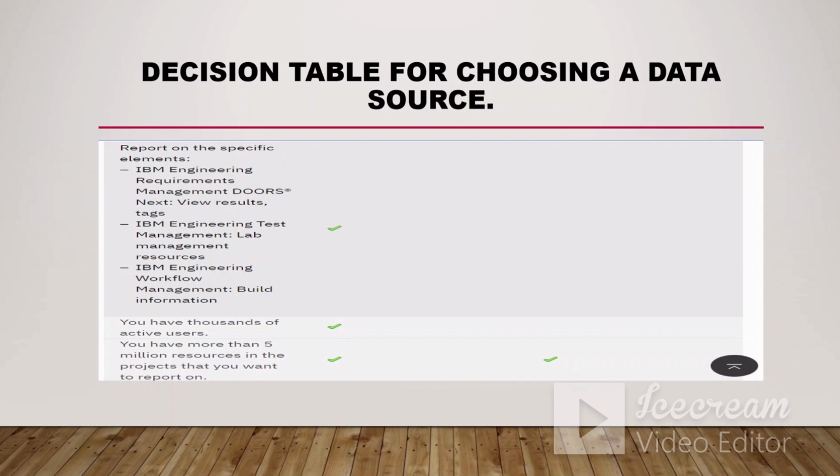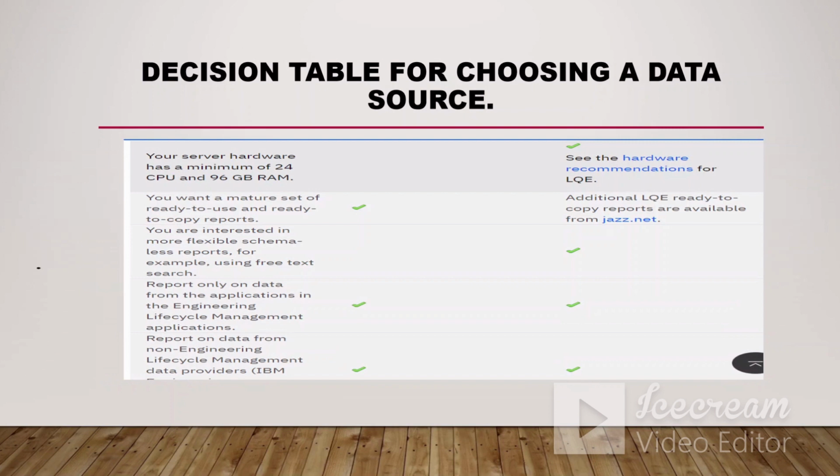Now this is for specific elements. For DNG, if you want to get view results, tags, or from RQM, test management, lab management, all these things are possible in the data warehouse. Even activity results, all these details you can gather from the data warehouse. And if you have more than 5 million resources in the project and you want to report on all of those resources, you can get the information from both.